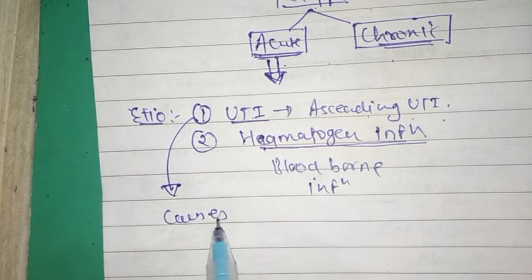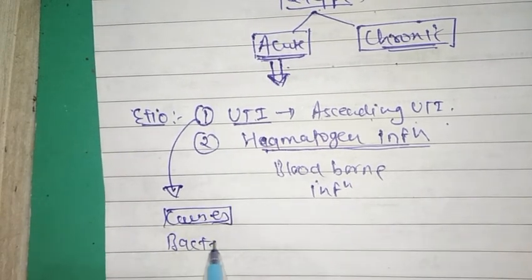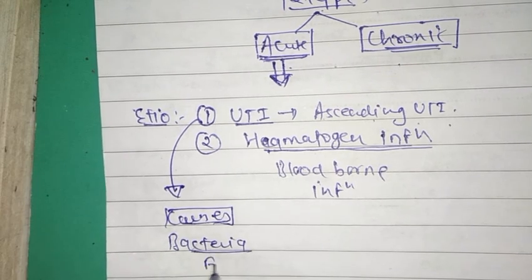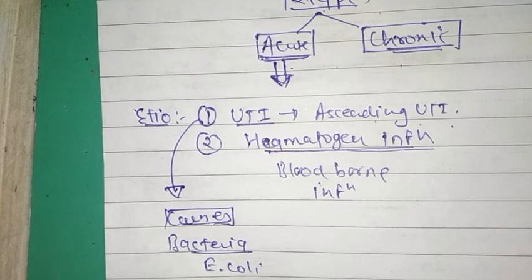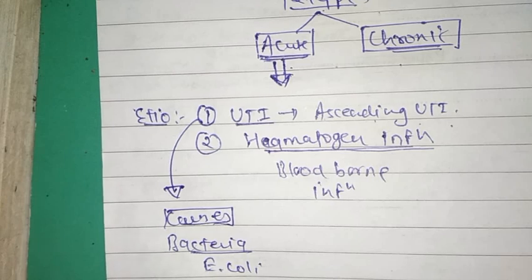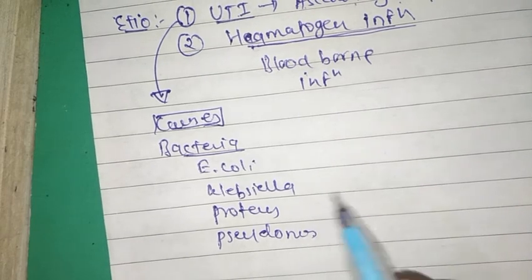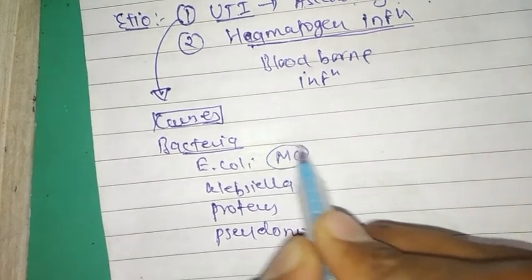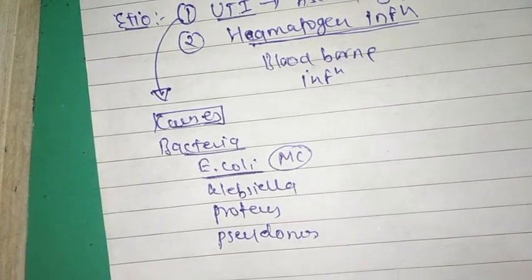Okay. So what are the causes of UTI? UTI can be caused by bacteria. Bacteria may be E. coli, Klebsiella, Proteus. It can be Pseudomonas. The most common cause of UTI is E. coli.